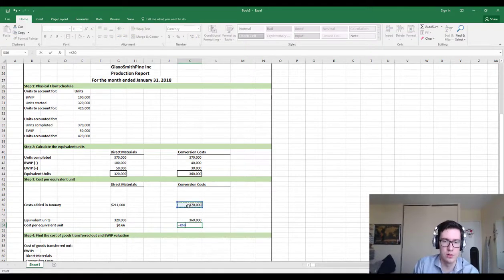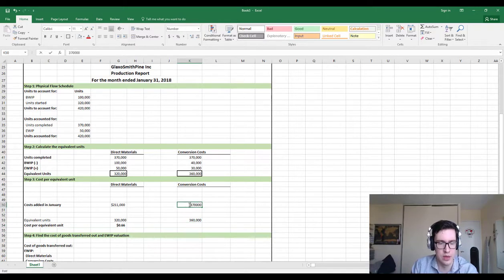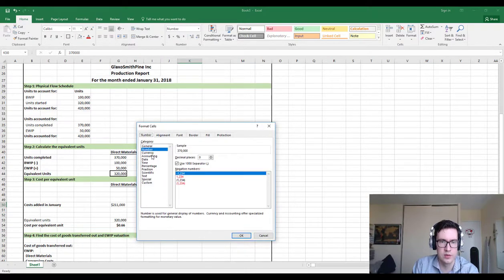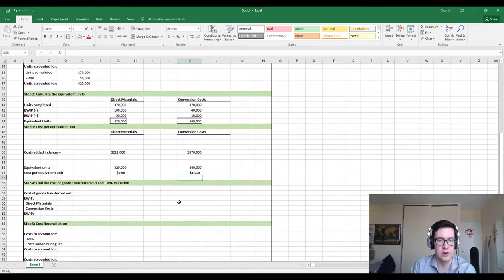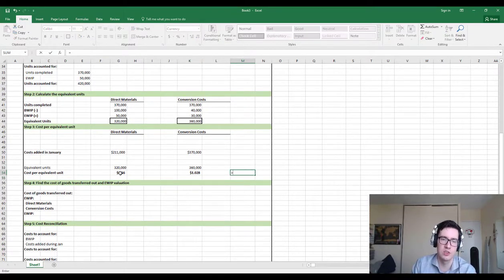it's going to be, well, let me first change this to a dollar amount. I don't know why it's not saving it as that. Let me just quickly save it as a currency. Alright, and we're going to take the cost, divide it by the equivalent units, and we're going to get $1.02 and 8 pennies.